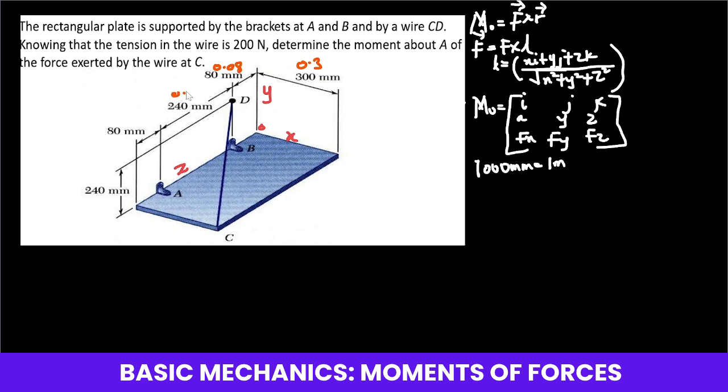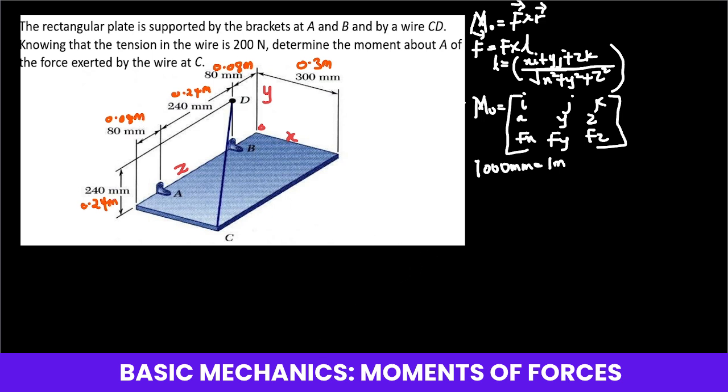This one's going to be 0.24. The same thing, this is going to be 0.08, and this 240 is going to be 0.24. Then lastly, we can say that we have converted all these into meters. It's very simple, right? I think by now you are part of it. So let's see how we can solve this problem together.